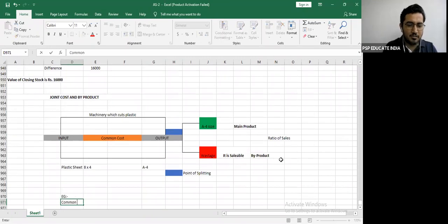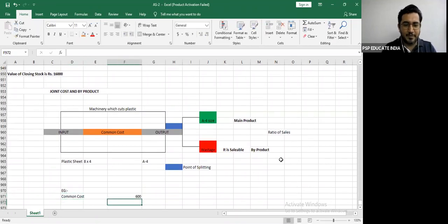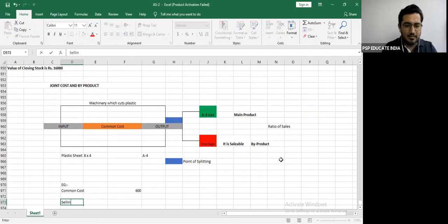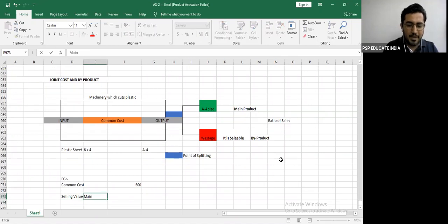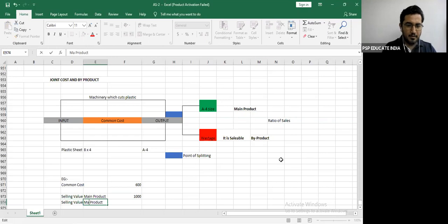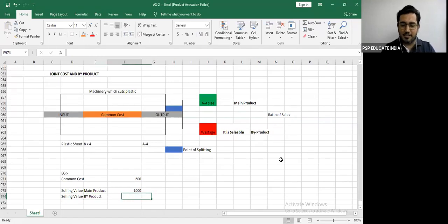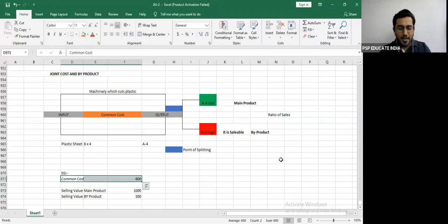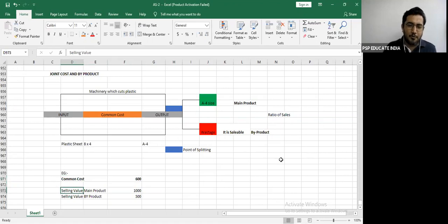Suppose our common cost is 600 rupees. The selling value of the main product is, say for example, 1000, and the selling value of the byproduct is, say for example, 100. Your common cost is 600. Now what we have to do is divide this common cost of 600 between the main product and the byproduct in the ratio of sales.